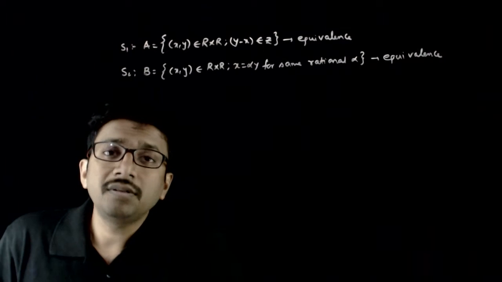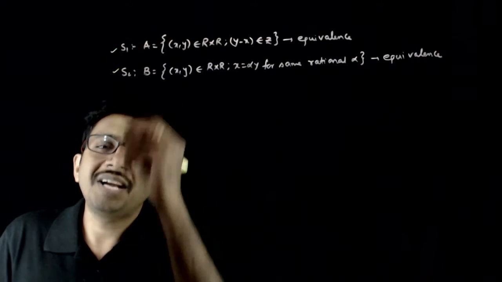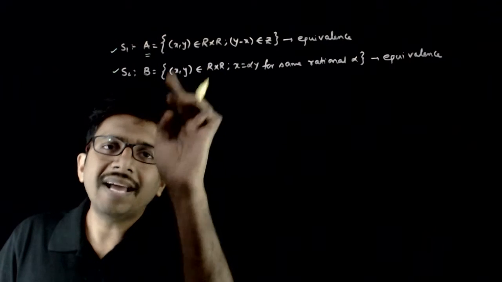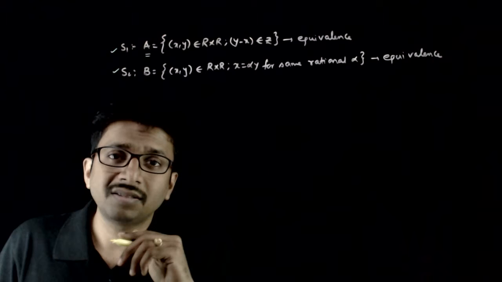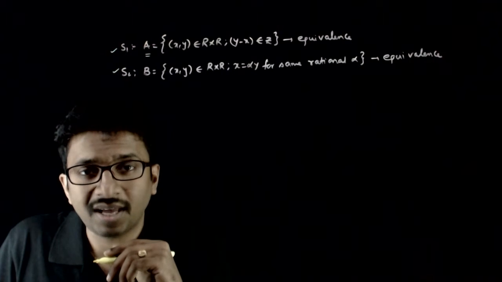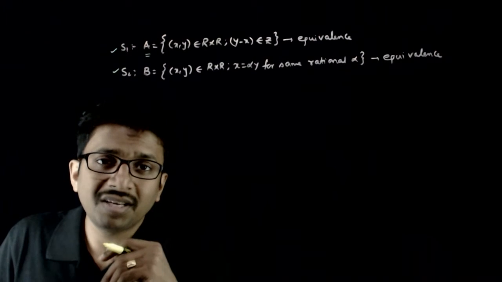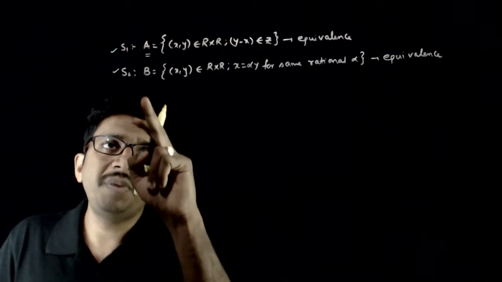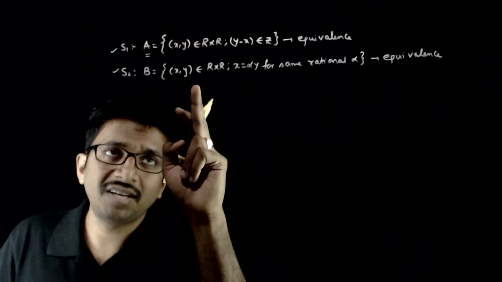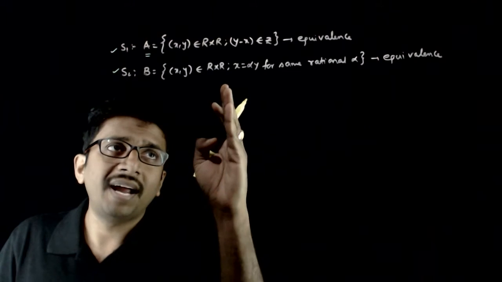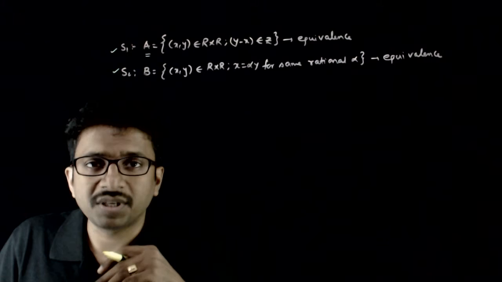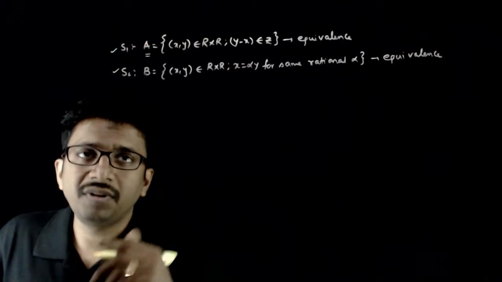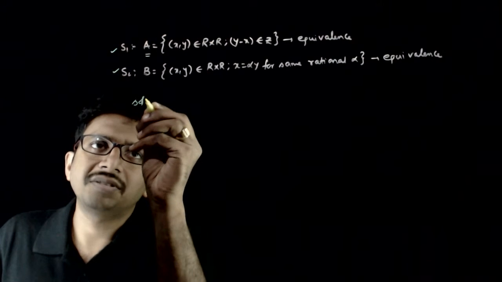So welcome students. In this question you're given two statements. The first statement is A, the relation of (x, y) belonging to R such that y minus x is an integer. You're given that this is an equivalence relation, and you're asked to check whether it is true or false. The second statement is B, the set of (x, y) belonging to R cross R such that x is equal to some alpha times y for some rational alpha. You're asked to check the equivalence of these two relations.